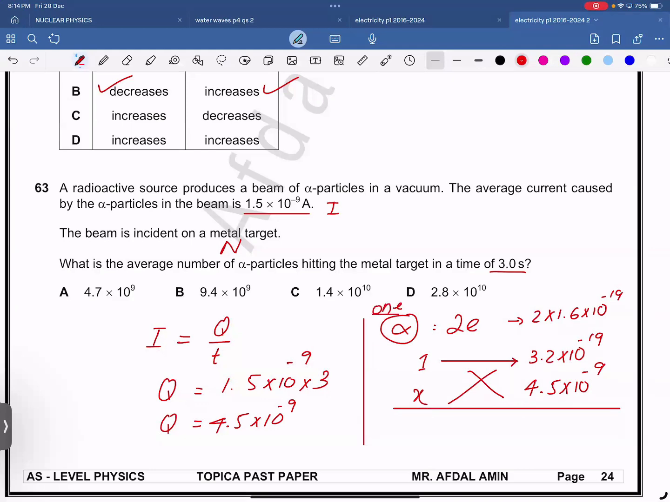See, 1 alpha charge is not e. That is for electron and proton. 1 alpha charge is 2e.